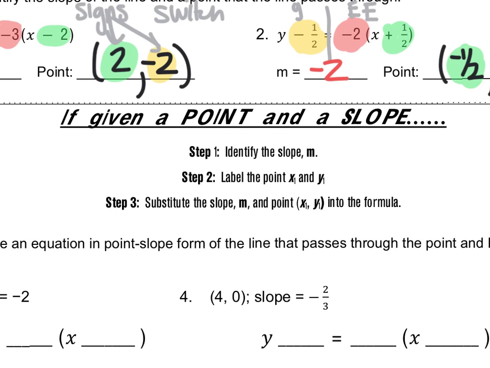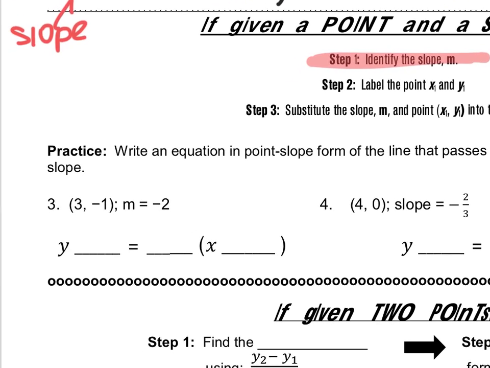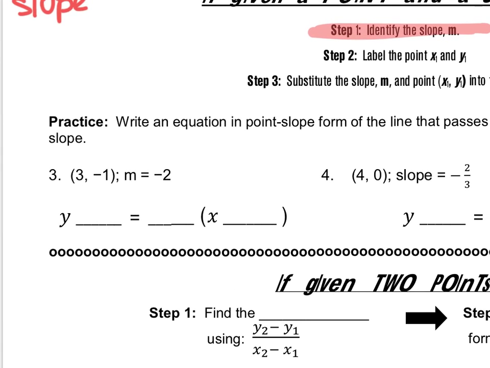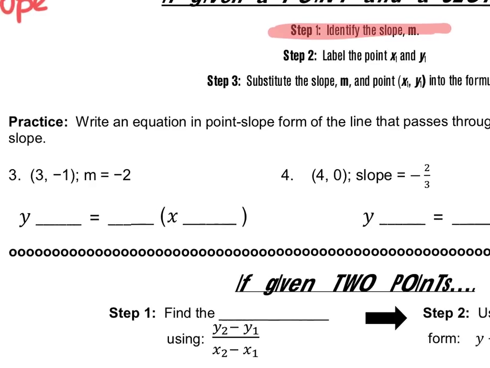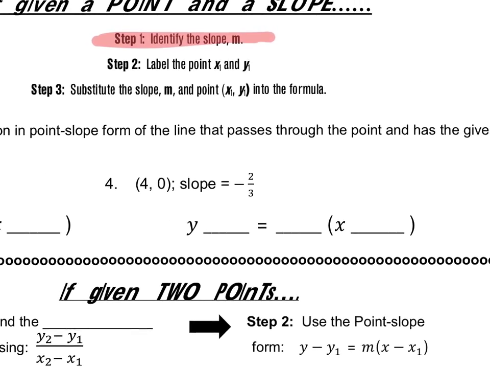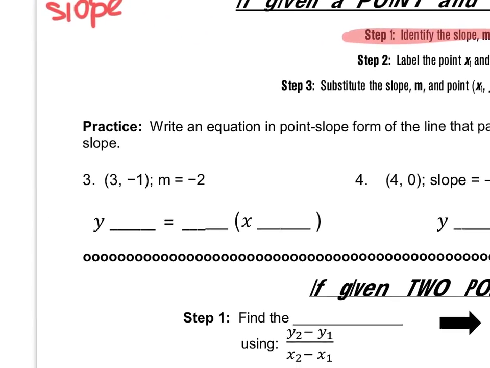So now we're going to go the other direction. We're going to be given a point and a slope, and we're going to have to write the equation. So they've given you 3 steps. So step 1, identify the slope m. So I'm going to highlight that in pink because that's what I'm going to do in pink every time. And we're going to go ahead and do this for problem 3. The instructions say to write an equation in point-slope form of the line that passes through the point and has the given slope.